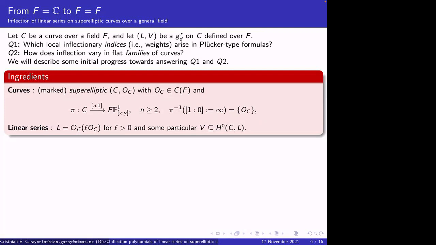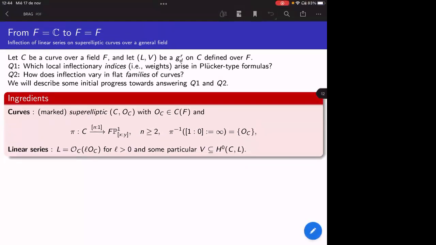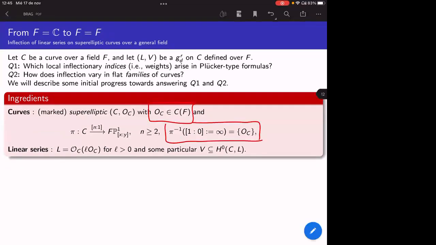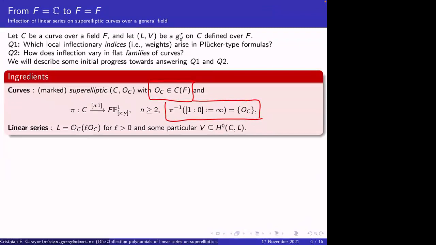But the linear series that we are going to consider are multiples of this marked point. Observe that we are asking the marked point to be rational. It says that at least there should be an F-rational point on the curve, and I will specify it to be the point at infinity. That's just formalism to keep things better behaved. So the linear series are multiples of this point. And well, that's the line bundle. And for the particular subspace, I will tell you explicitly which are the spaces which we are going to consider.